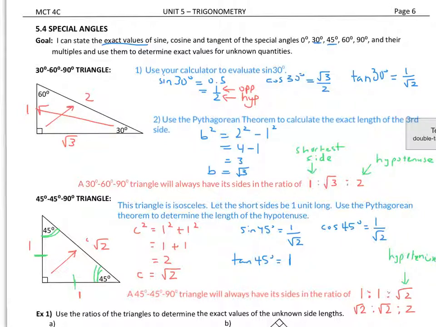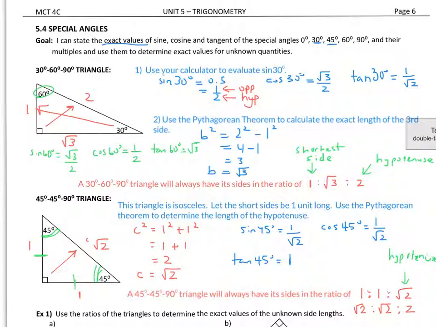Now I can also use this 60, 30, 90-degree triangle and state my three trig ratios in terms of the angle that is the 60-degree angle. If I want the sine of 60 degrees, it's going to equal opposite, which is root 3, over hypotenuse. The cosine of 60 degrees, based on my diagram here, would be 1 over 2, adjacent over hypotenuse. And the tangent of 60 degrees would be opposite, root 3, over adjacent, which is 1, and root 3 divided by 1 is just root 3.